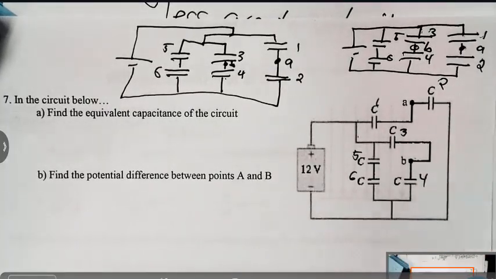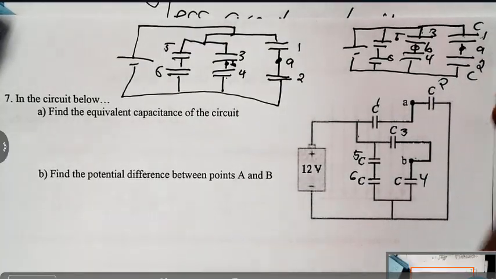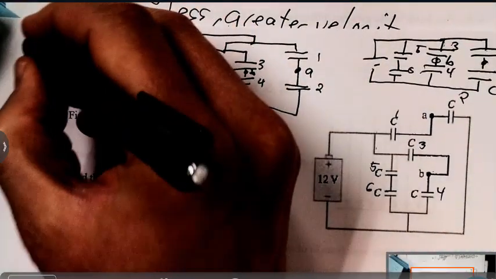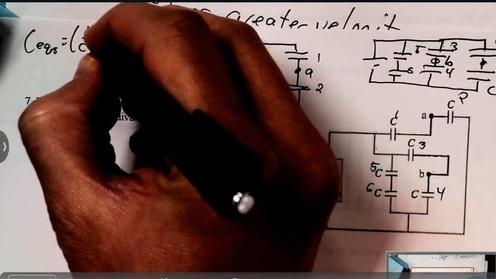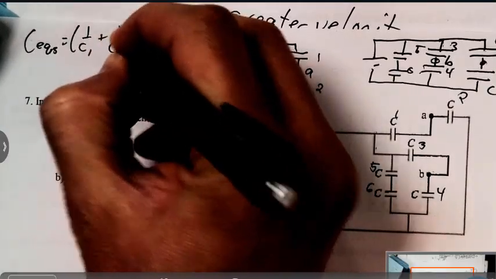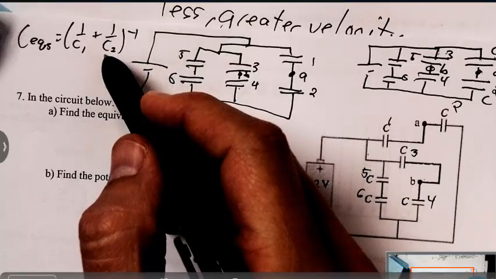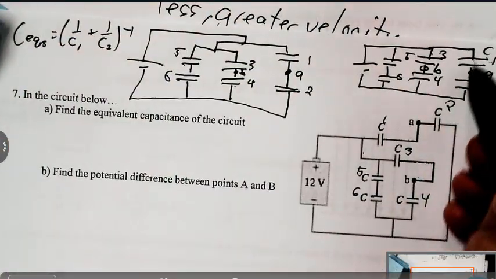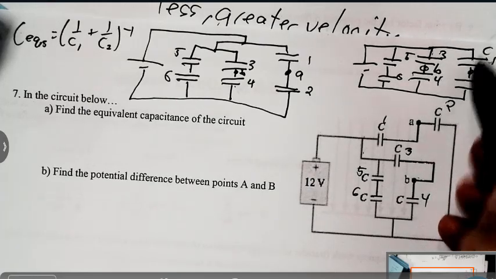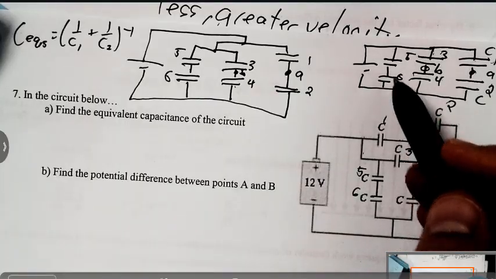So let's call this capacitance C, and this is a capacitance of C. These two are in series. So remember, equivalent capacitance in series is 1 over C1 plus 1 over C2, inverse. If they're both C, it's 1 over C plus 1 over C, which is 2 over C, and then you invert that. So the equivalent capacitance of this is C over 2, half the capacitance. Same thing here, half the capacitance.